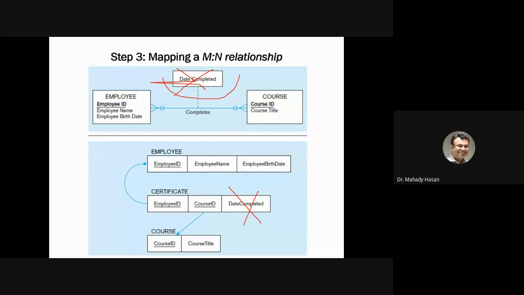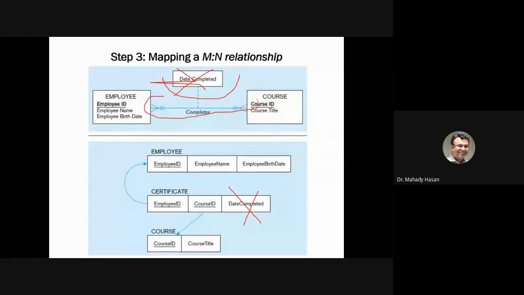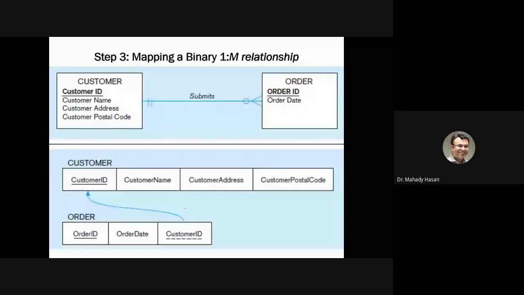No. The thing is, for the relationship, what we are doing is the question. For the relationship we are creating a new relation. In the case of many to many, we are creating a new relation. Before this, for this relation, we haven't created any relation. We just simply send the primary key of one side to the many side for this relationship.